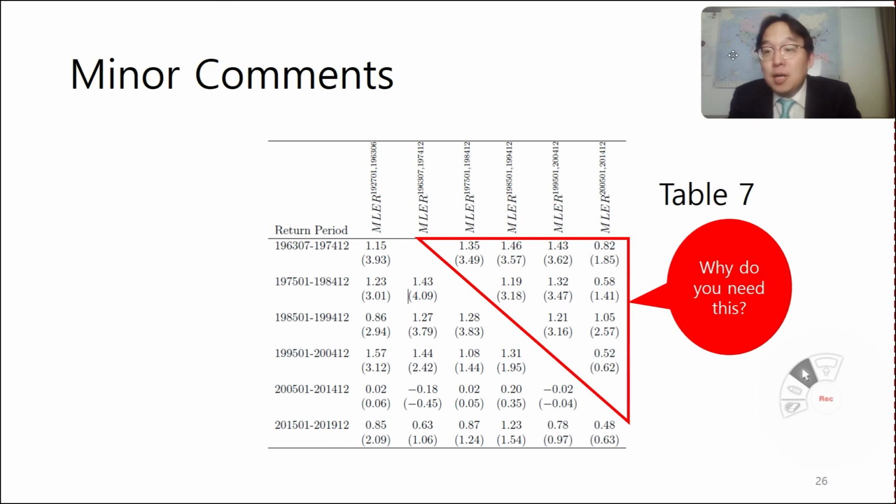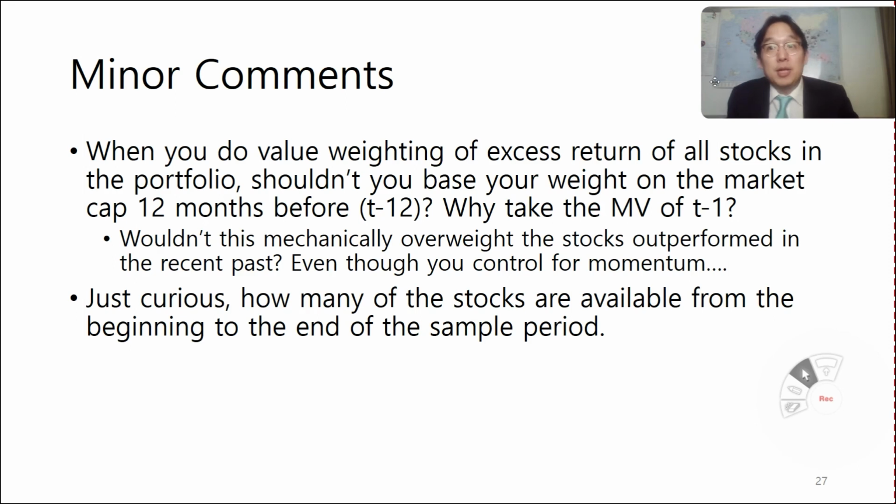Minor comments. Another one is about your table 7 upper diagonal, right? Why do you need those cells? Lower diagonal, below the diagonal, I can see what this stat is for, right? But the upper diagonal, I have a hard time understanding it.